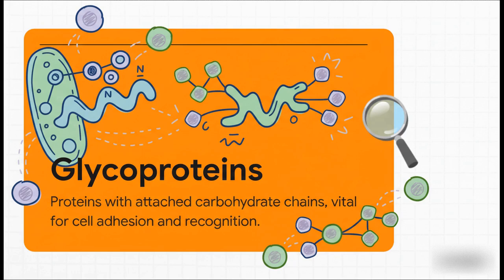Now, these little sugar ID tags don't just float around by themselves. They're attached to other molecules, most often proteins. And when that happens, we call the whole thing a glycoprotein. These sugar chains can be attached in two main ways: N-linked, which is to the amino acid asparagine, or O-linked, to serine or threonine. And these glycoproteins are absolutely vital for everything from cell-to-cell recognition to signaling.